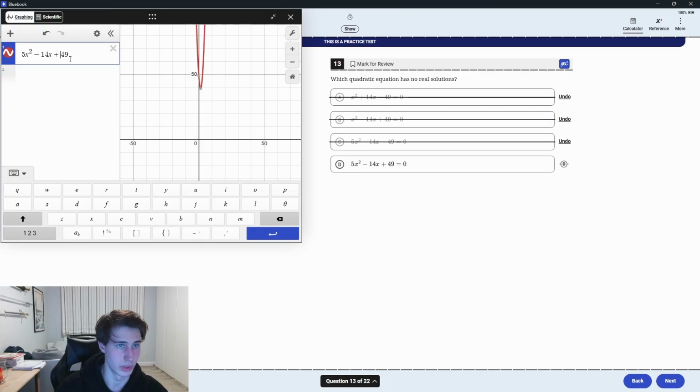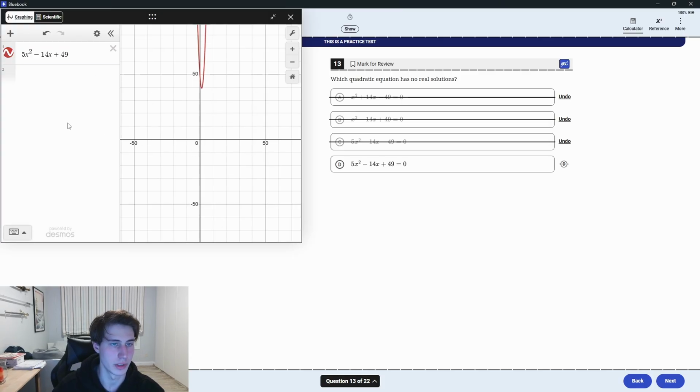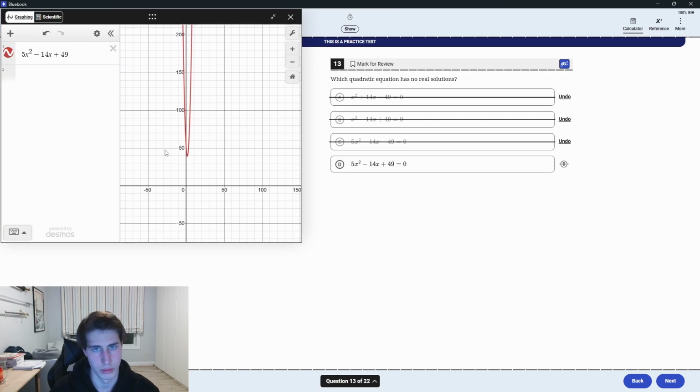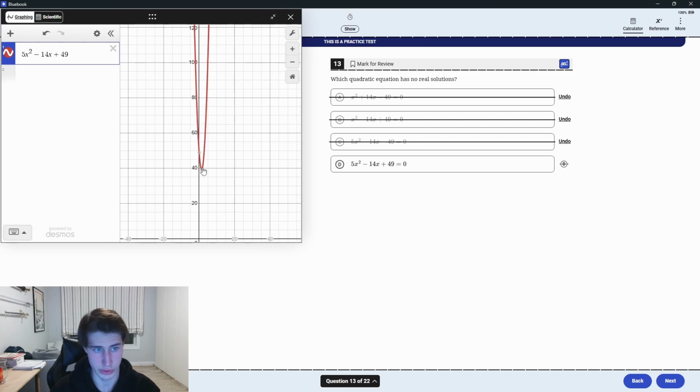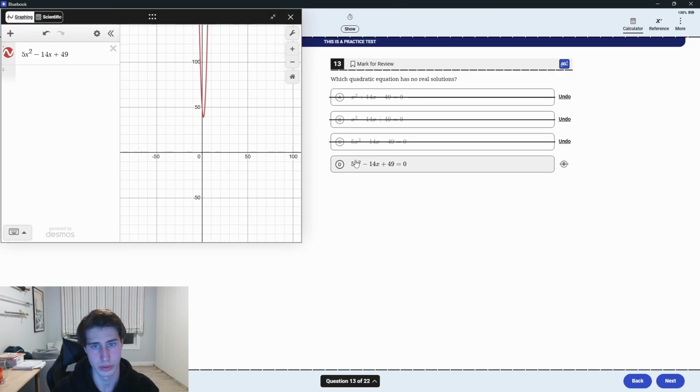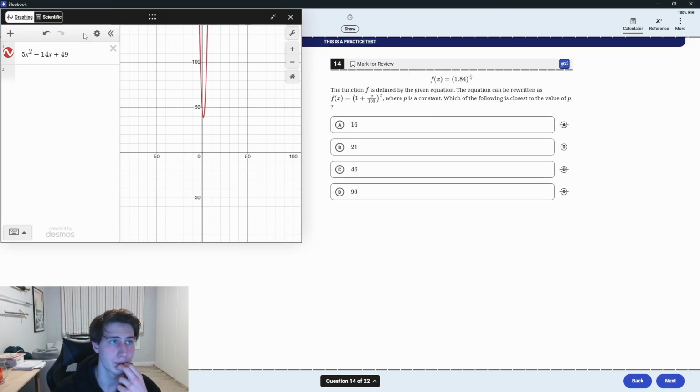And in this case, this one doesn't have a solution because it doesn't touch the x-axis ever. So in this case, our solutions would be imaginary numbers. And since it never touches the x-axis, it has no real solutions. So D is our correct answer.